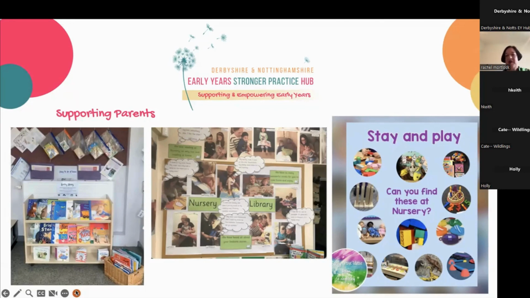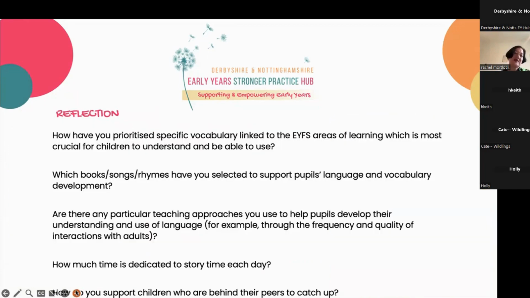This is an example of where the children come in for stay and play before they come in, and they have to go around and find those things in terms of the school nursery. So just to plug the importance of supporting parents.